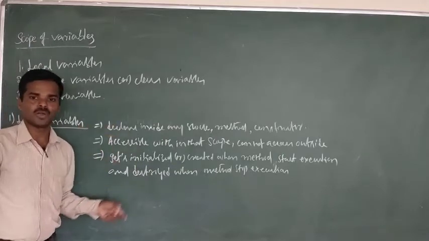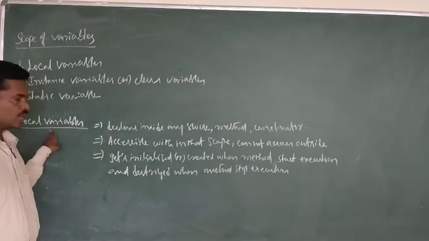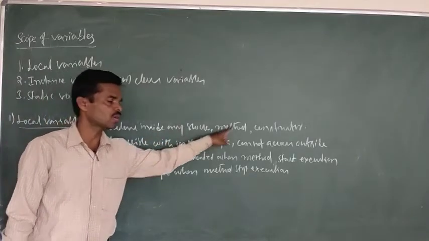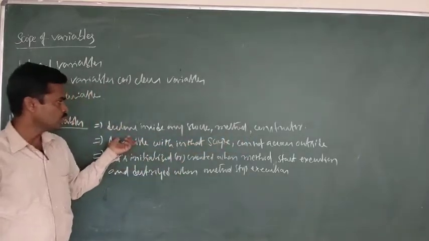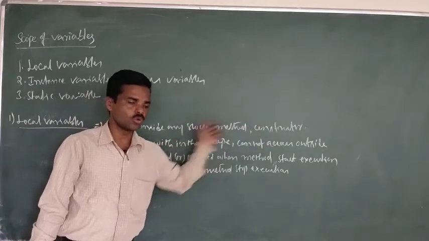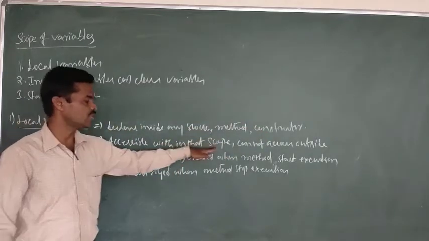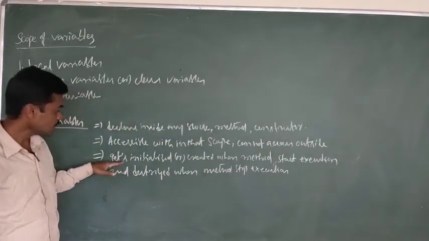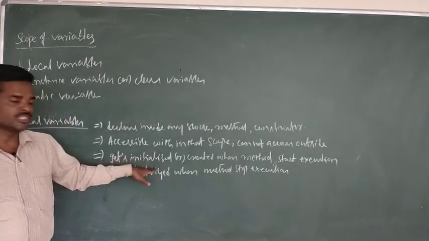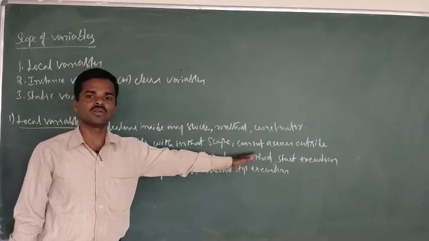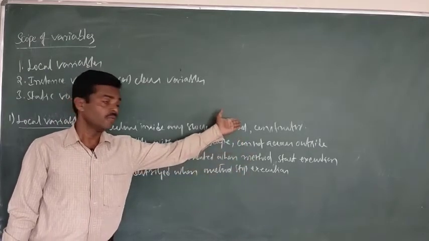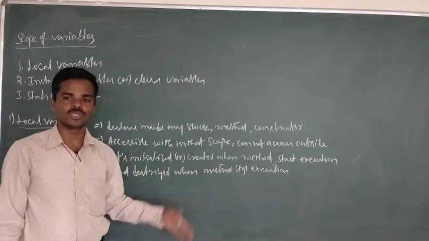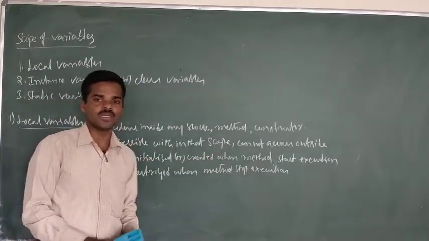So these are the three points we have to remember for local variables. Local variables are declared inside any particular block, method or constructor, and are accessible only within that scope. We cannot access them outside because they are local. They get initialized or created when the method or constructor starts execution, and destroyed when it stops execution.